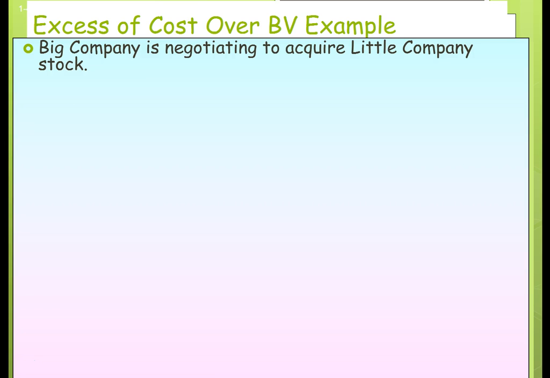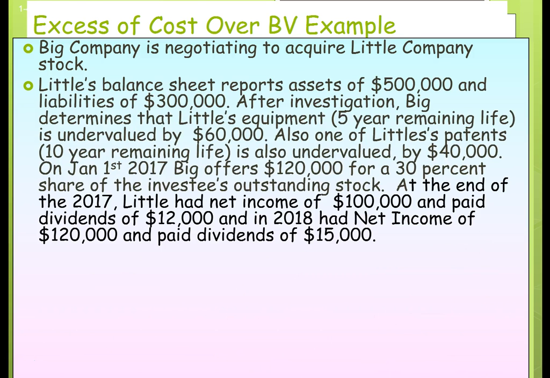Now let's take a look at an example. Big company is negotiating to acquire Little company stock. Little's balance sheet reports assets of $500,000 and liabilities of $300,000. After investigation, Big determines that Little's equipment, which has a 5-year remaining life, is undervalued by $60,000. Also, one of Little's patents, which has a 10-year remaining life, is undervalued by $40,000. On January 1st of 2017, Big offers $120,000 for a 30% share of the investee's outstanding stock.